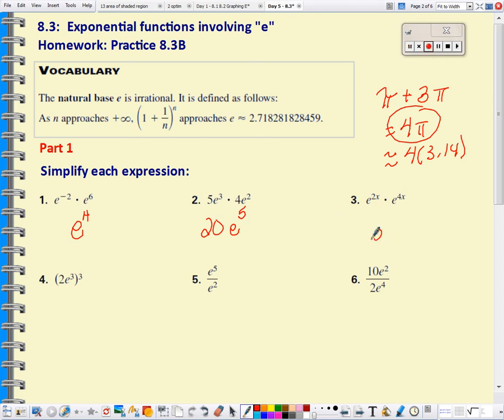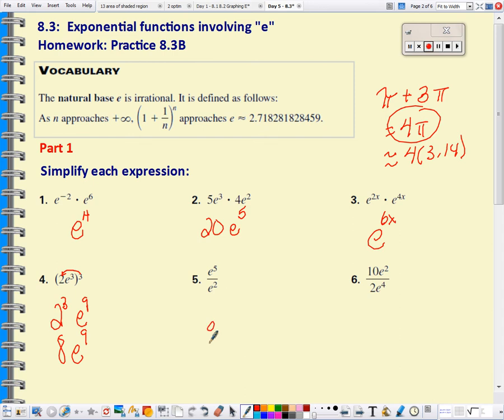So for 3, I'm going to add my exponents. 2x plus 4x is 6x. Here, I need 2 to the 3rd and e to the 9th. These get multiplied, and don't leave the 2 out. So that's 8 e to the 9th.